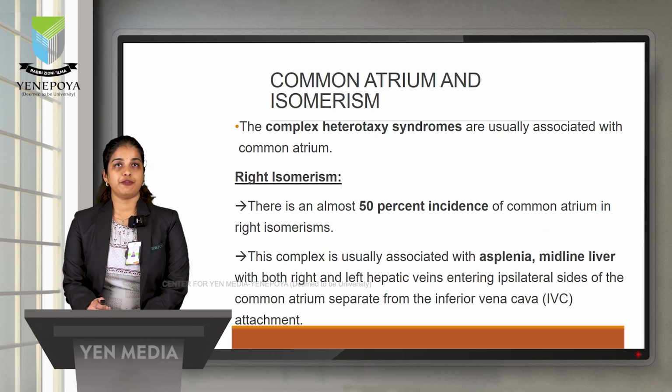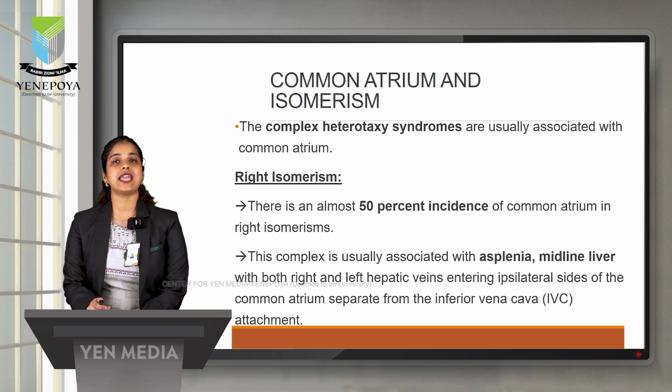As I explained before, common atrium is usually associated with the heterotaxy syndromes. The types of heterotaxy syndromes are right isomerism and left isomerism. Firstly, we will talk about the association with right isomerism. Right isomerism is where, on the left side, the structures which are present on the right side will also be present on the left side. Here there is almost a 50% incidence of common atrium being associated with right isomerism.